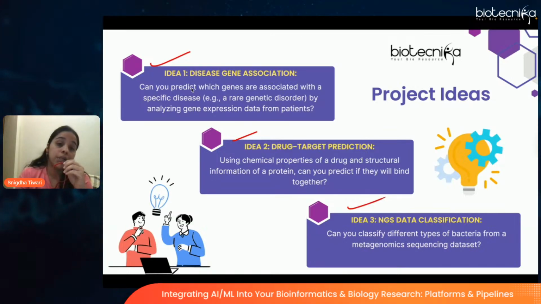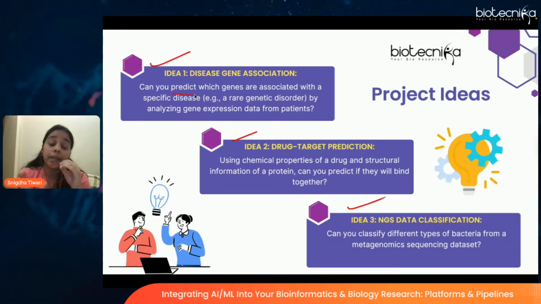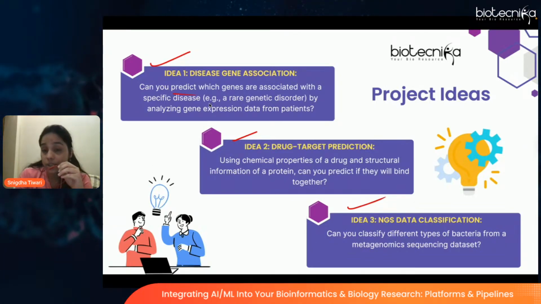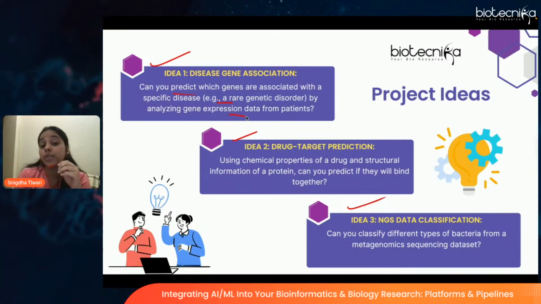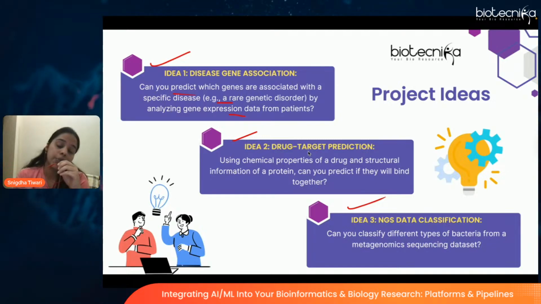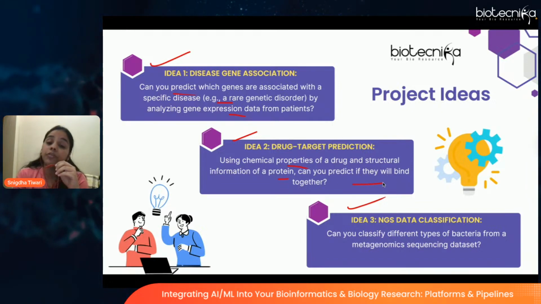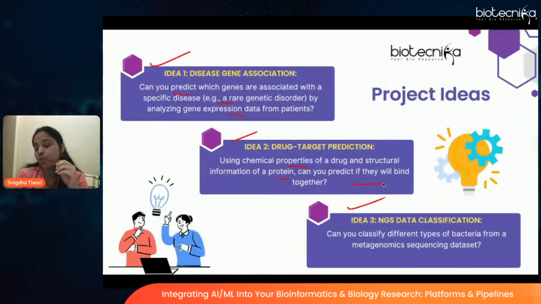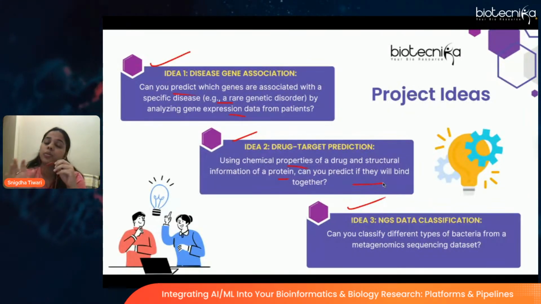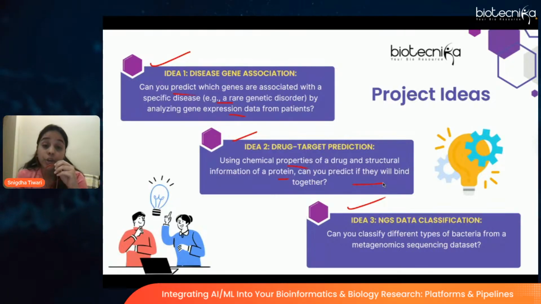Fine. Disease gene annotation: can you predict which genes are associated with a specific disease, for example a rare genetic disorder, by analyzing gene expression data from patients? Talking about drug target prediction, using the chemical properties of a drug and the structural information of a protein, can you predict if they can bind together? You can do your docking analysis, your molecular dynamic simulation, and interaction analysis.